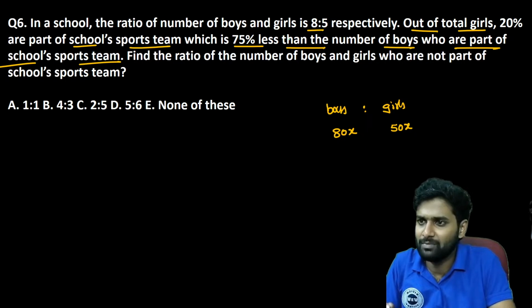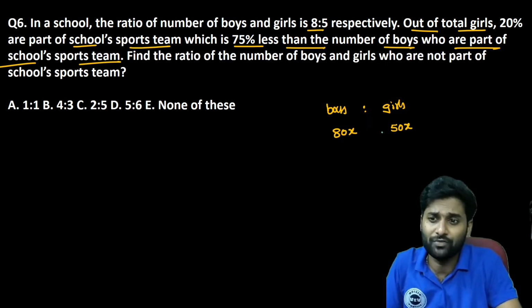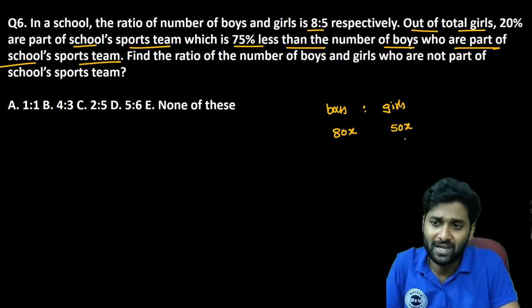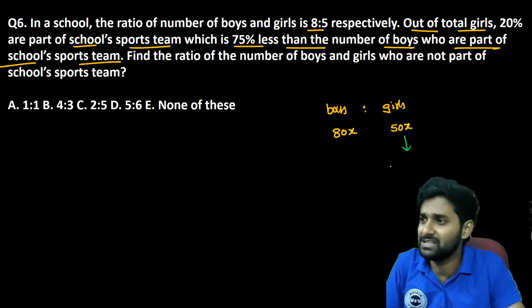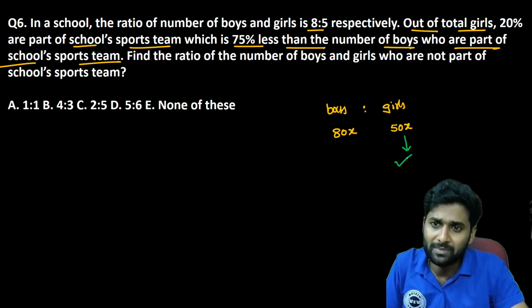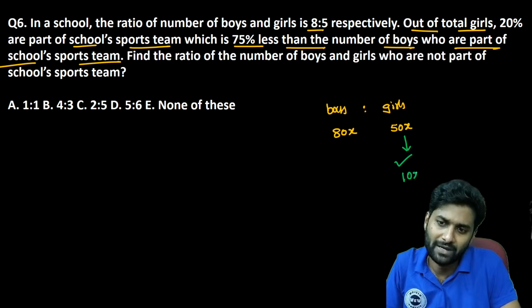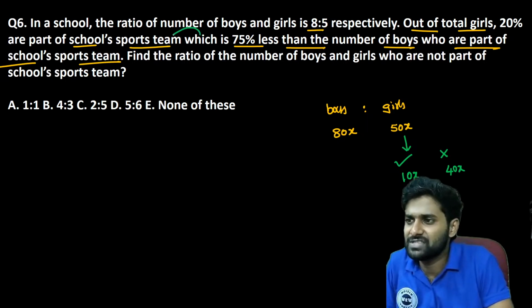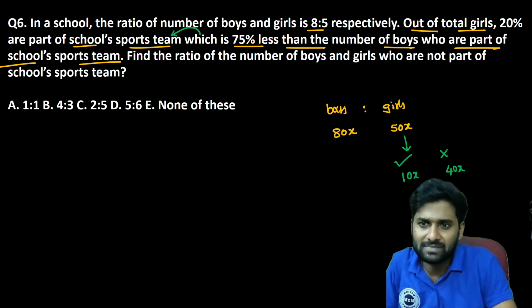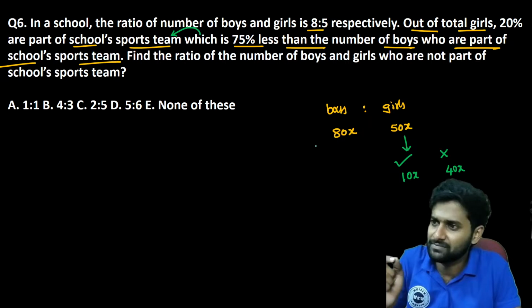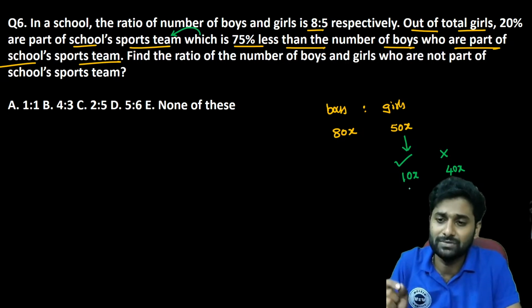First, see, we have the number of boys as 80x and girls are 50x. They clearly mention that out of total girls, how many total girls are there? 50x. Out of total girls, those who are part of a school team is 20%. 20% of 50x is exactly equal to 10x. Who is not on the team means exactly 40x. Hope it's clear. Now, which is always compared with the girls team. So girls in sports, which is part, is exactly equal to 10x.